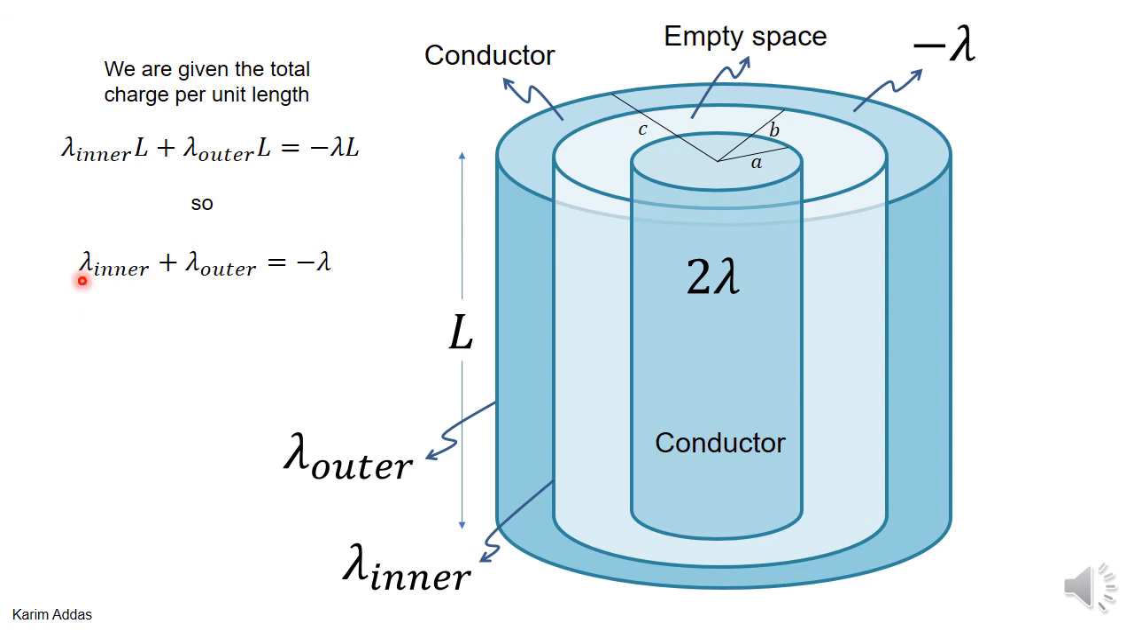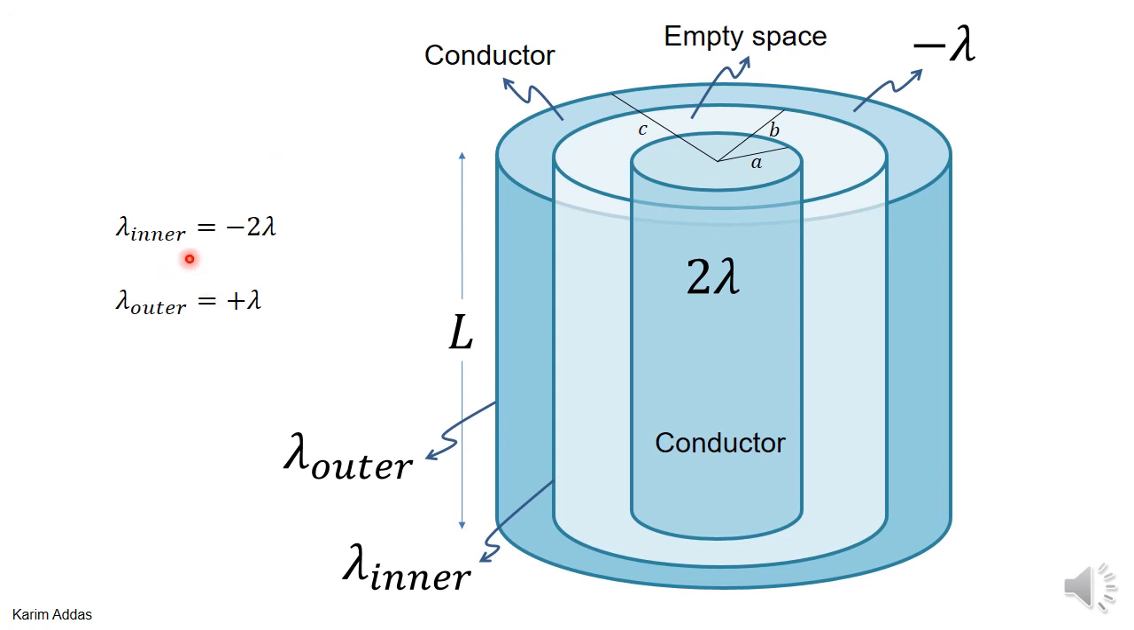But we have just derived what lambda inner was. Lambda inner turned out to be minus 2 lambda. If you plug this into the equation and put on the right-hand side, you get plus 2 lambda minus lambda, then the lambda outer turns out to be plus lambda. So the final conclusion is that lambda inner, the charge per unit length on the inner surface, is minus 2 lambda, and the charge per unit length on the outer surface is plus lambda.